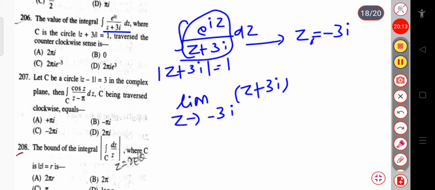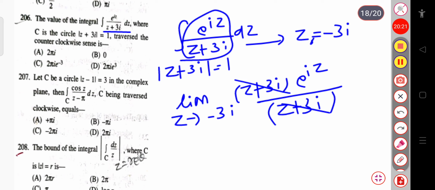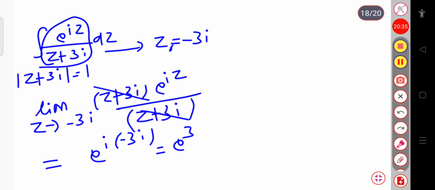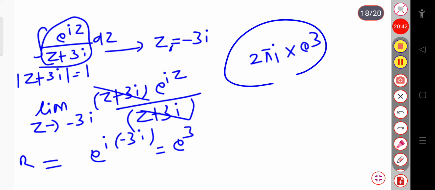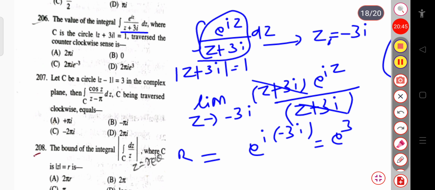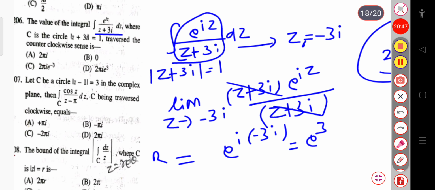So f of z is exponential iz divided by z plus 3i. This term gets cancelled, so this is exponential iz. So this will be simply exponential i into minus 3i. i square is minus 1, and this is exponential 3. Again you have to calculate the residue, so you have to apply Cauchy's residue theorem, that is 2 pi i into the residue. The residue is e power 3. So this is our correct answer, that is 2 pi i into exponential 3.